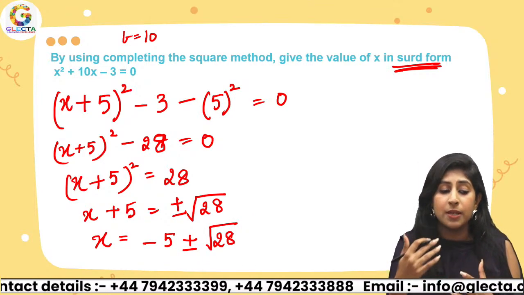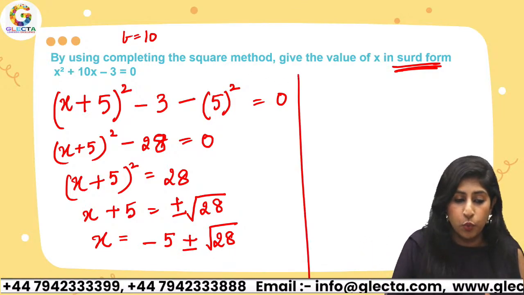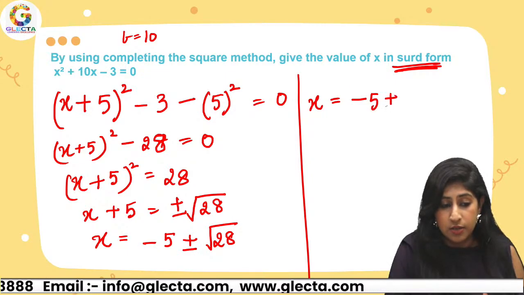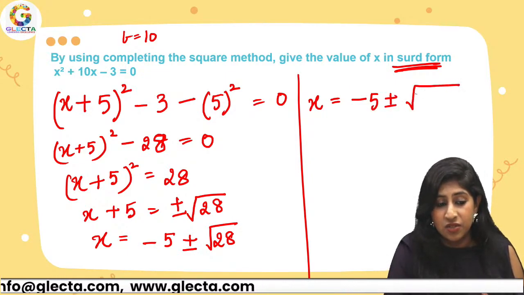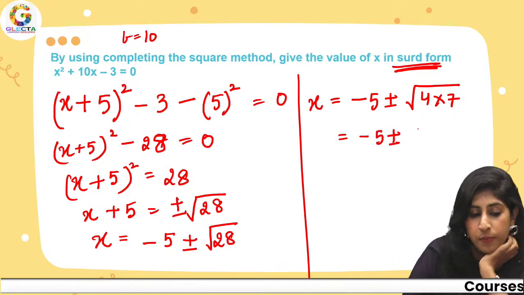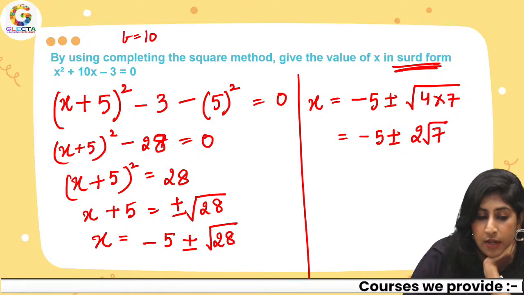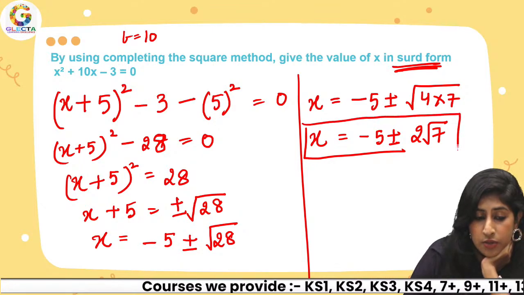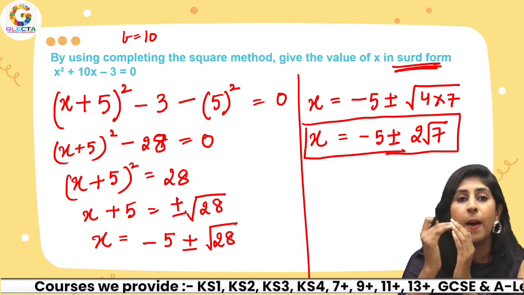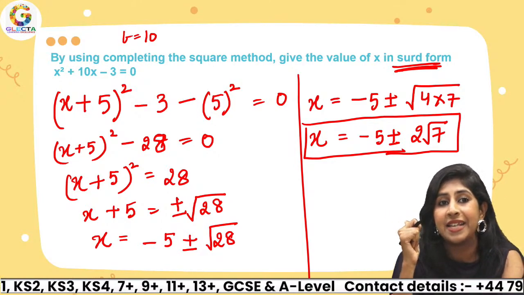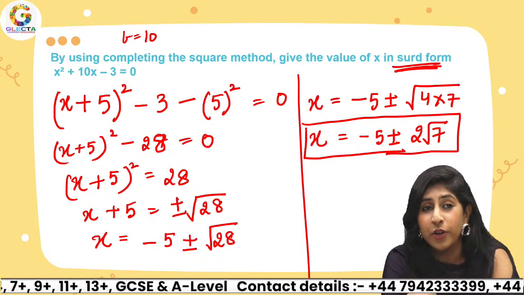Now, you can also simplify Surd 28 if you want to, right? Surd 28, we just discussed how we can simplify it. 28 is 4 times 7, right? So I can write it as -5, Surd 4 is 2, and Surd 7 as it is. So I'm not getting one answer, I'm getting two answers over here. -5 plus minus 2 Surd 7. So this would be considered as the correct answer. I hope you guys understood.